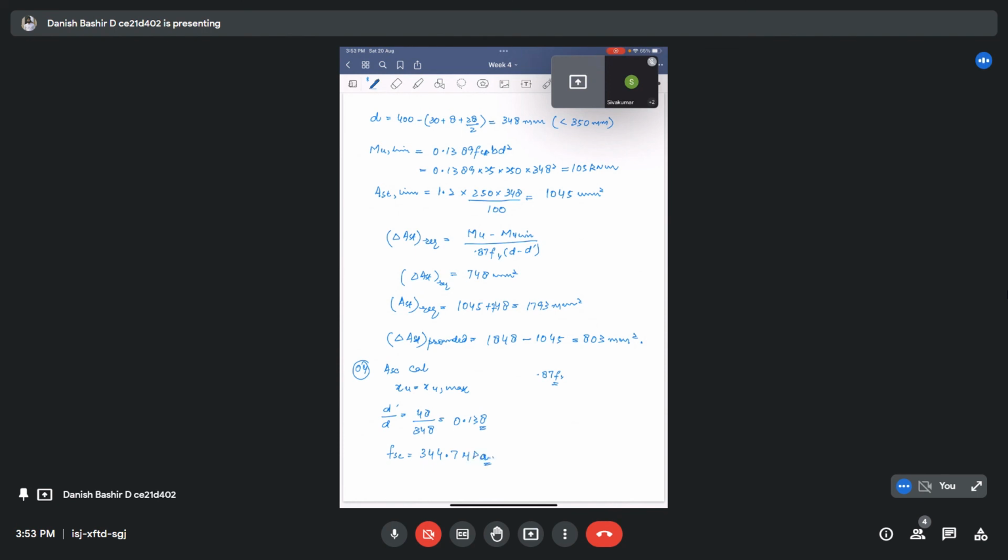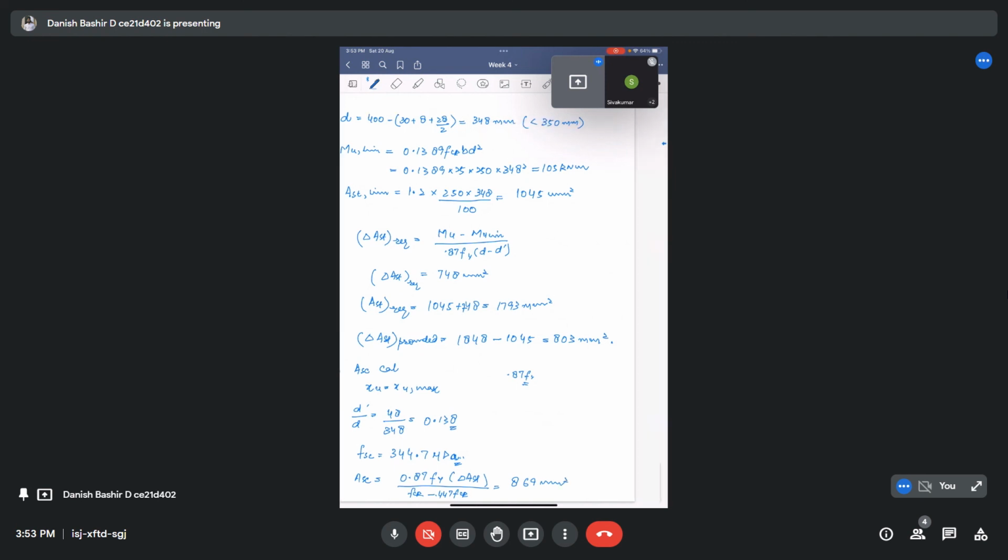So we can calculate our ASC required as, for ASC we have the formula 0.87 Fy delta AST, whole divided by FSC minus 0.447 FCK. When you plug in all the values of AST, FSC and FCK, we will get ASC as 869 mm square.